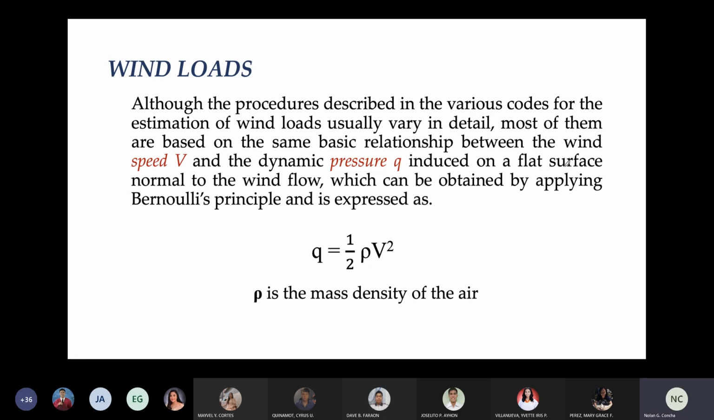Depende rin sa roughness ng surface, kung saan siya tatama. At depende sa direction ng impact. So in general, the formula is 1/2 the density of air times the velocity. And you can see here, di ba? Kapag mabigat ang hangin, mas malaki ang pressure. Kapag mas mabilis ang speed or velocity, mas malakas ang wind load.